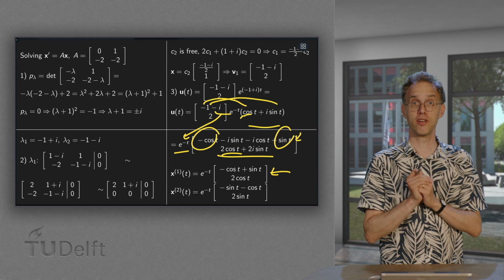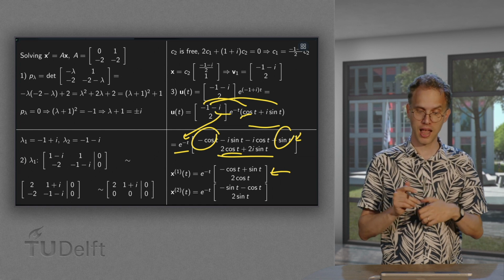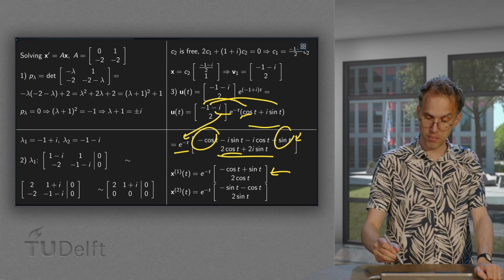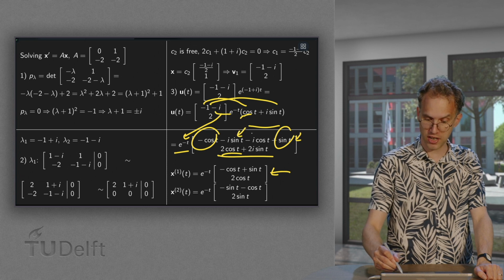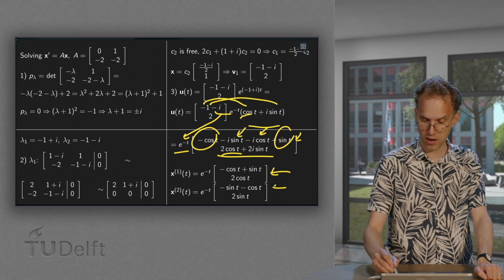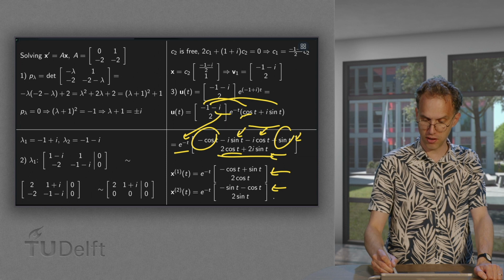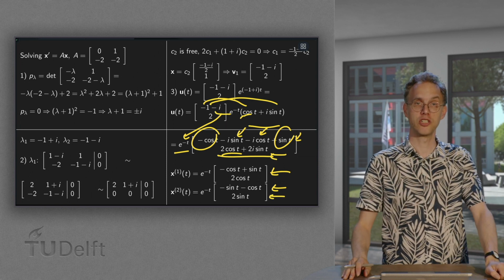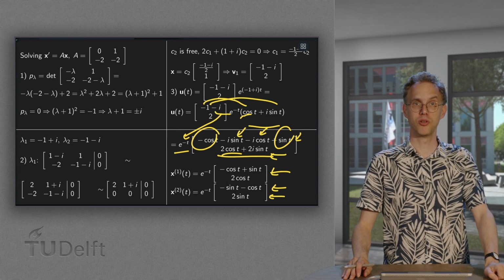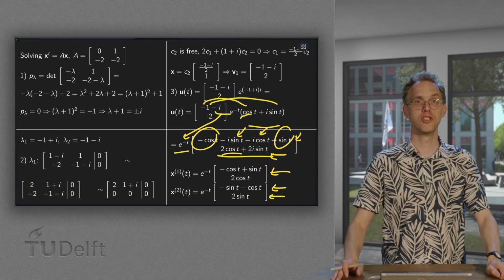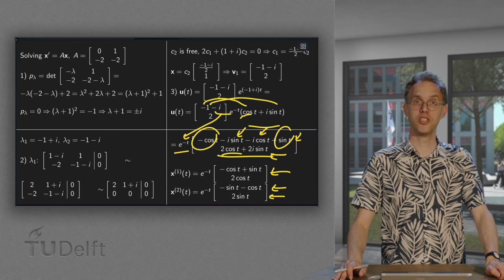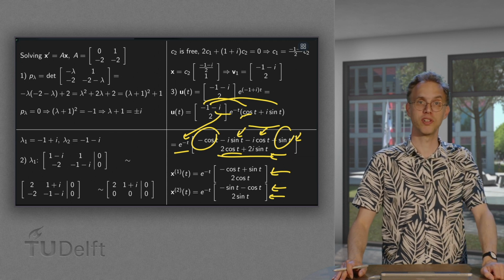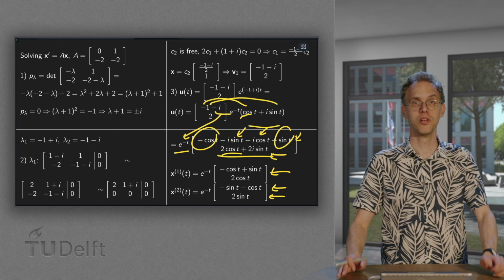So there we have our first independent solution. And the second one is the imaginary part. So minus the sin t minus the cosine t, there they are. And a plus 2 sin t over here. That's the imaginary part of u, is our x2(t) and is our second independent solution. And our full solution is, of course, any linear combination of these two. So x(t) equals c1 times x1 plus c2 times x2. So there we are.